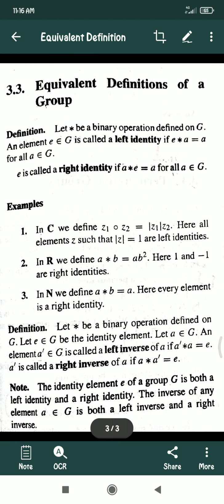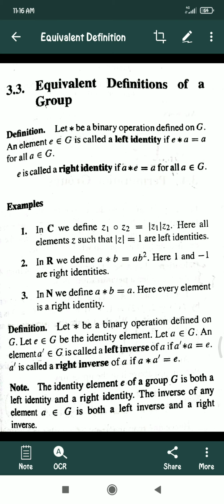So next we are going to see an equivalent definition of a group. Here we choose a binary operation star on a group G. An element e belonging to G is called a left identity if we have e star a equal to a for any element a in G. For a right identity, we write a star e equal to a.